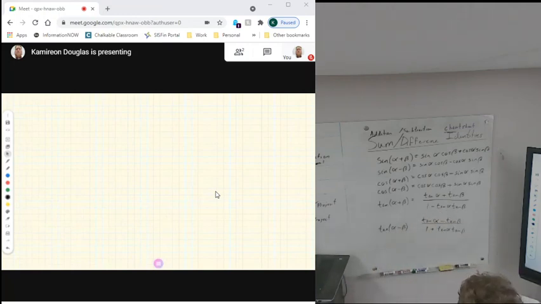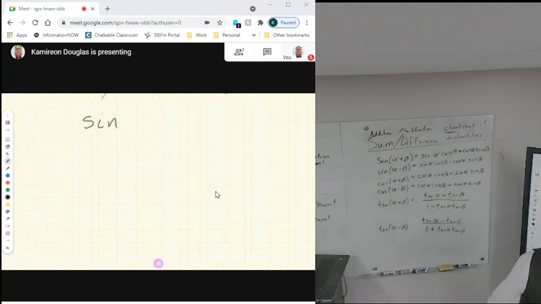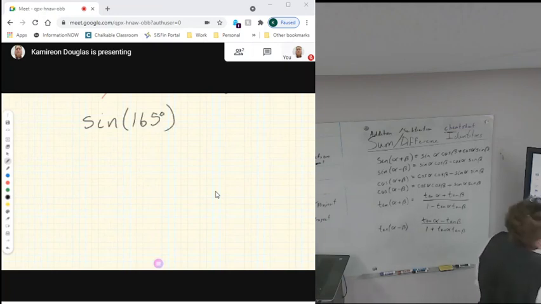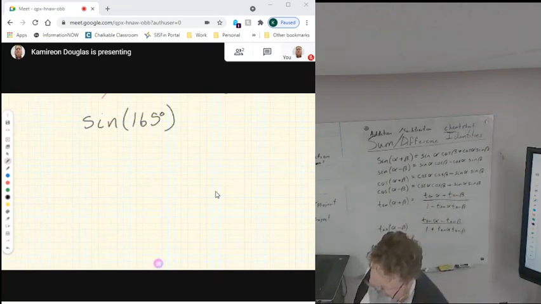Here we go. Let's do a nice simpler one. A little nicer. A little simpler. How about sine? I got sine of 165 degrees. I don't think I did that one yesterday. Sine of 165.